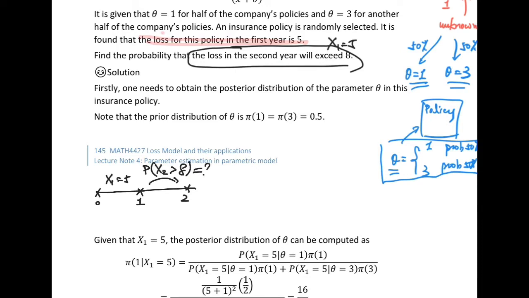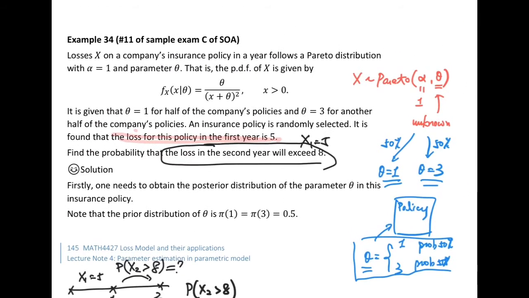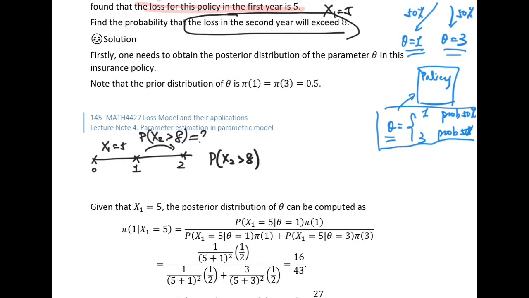Now first of all, in order to get this probability, remember these losses follow this Pareto distribution, whose value depends on theta. And remember theta can be either 1 or 3. So to calculate this probability, you need to divide it into 2 cases. Using the law of total probability, you break it down into 2 parts.